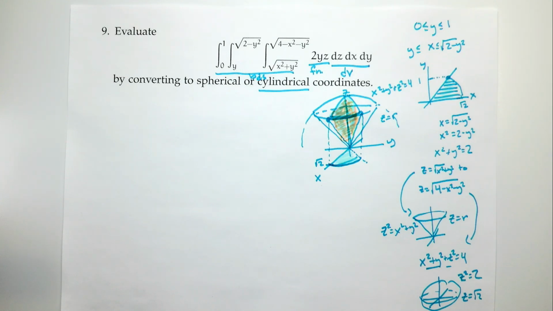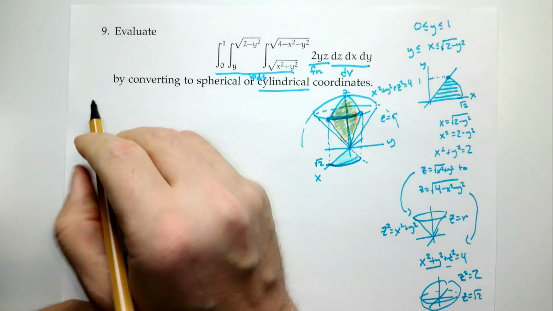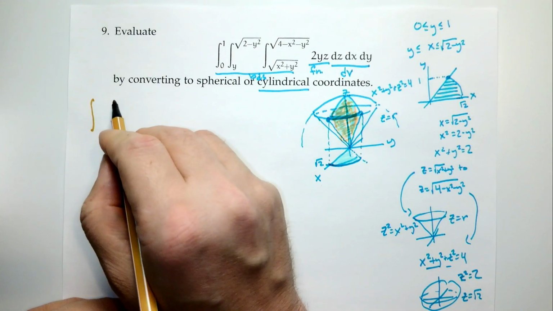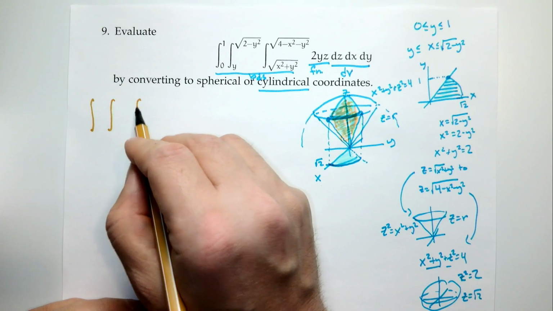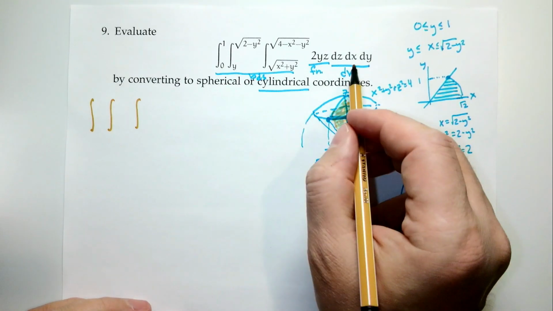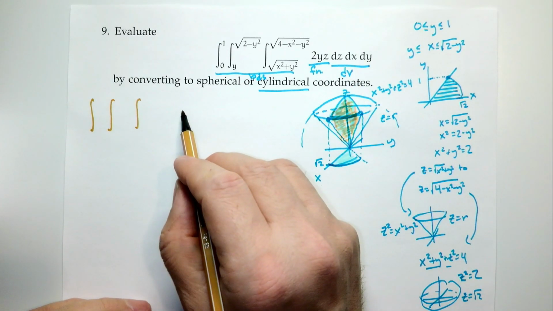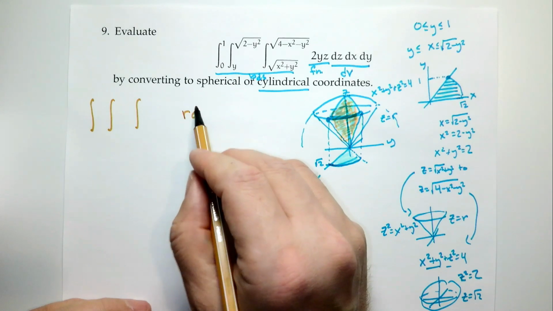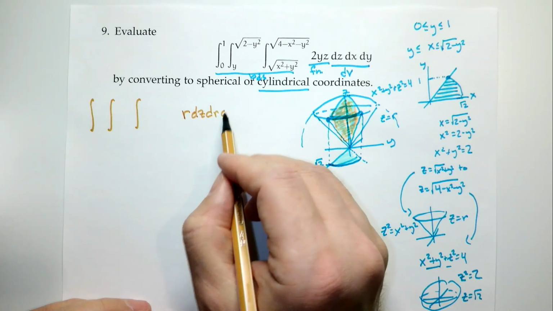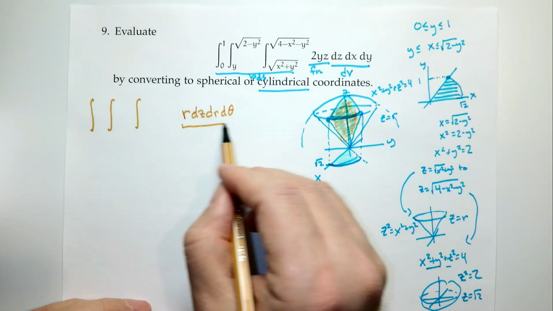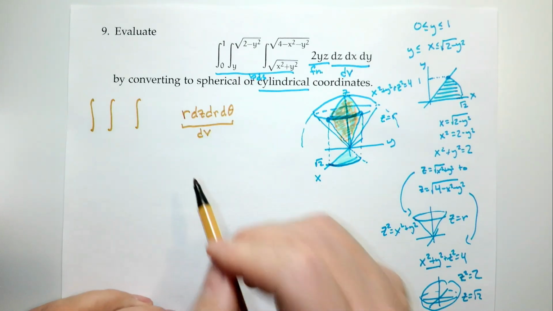So first off, what will dv become? We're going into cylindrical. So we're going to get integral, integral, integral. So dv will become r dz dr d theta. So this is our dv.